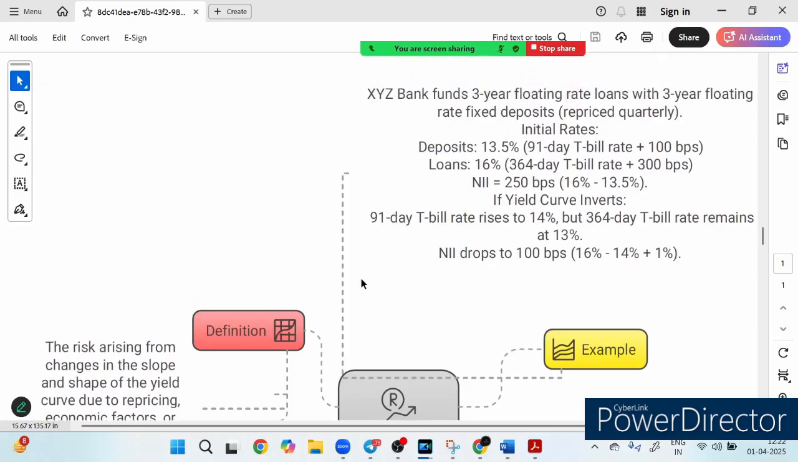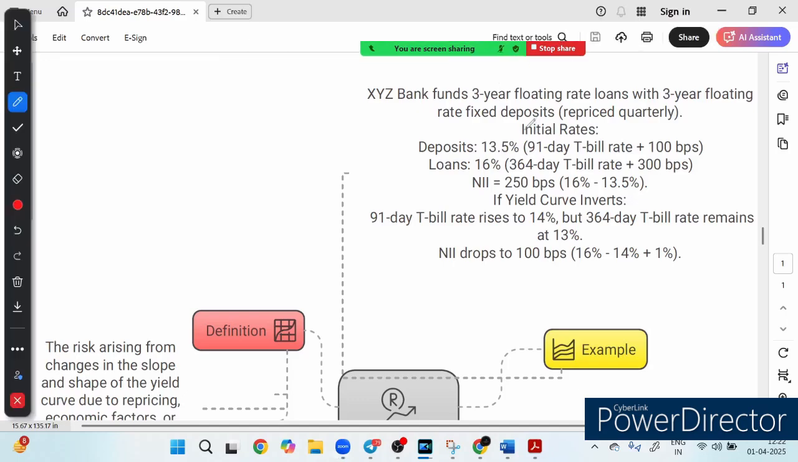Suppose XYZ bank funds a 3-year floating rate loan with a 3-year floating rate deposit. You can see the maturity of both the assets and liabilities is the same, right? But both are repriced every quarter. Yes, repricing is happening every quarter. But here is what happened when the yield curve shifted.